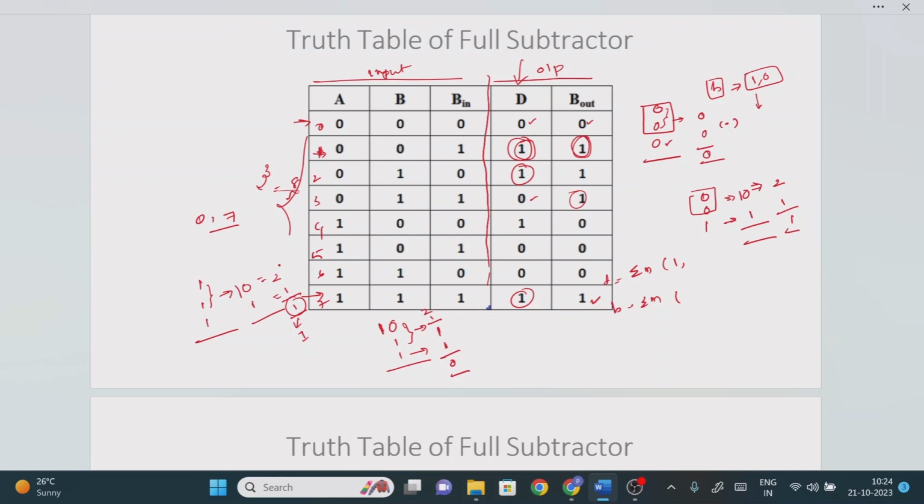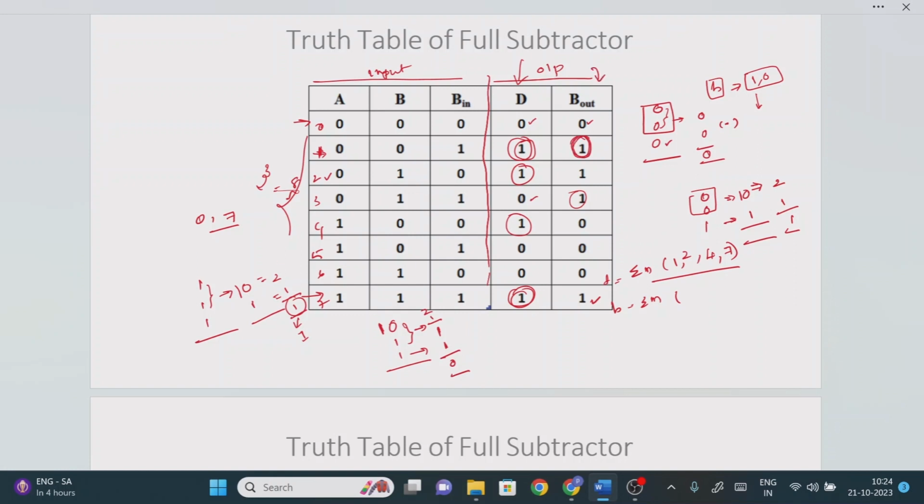So what is the input value? 0 1 0 means what value? 2. Like that, here we have one more SOP. What is the value? 4. Again, here we have one more SOP. What is that value? 7. So for difference, what are the minterms we got? 1 2 4 7. The same way we need to find the minterms for the borrow.